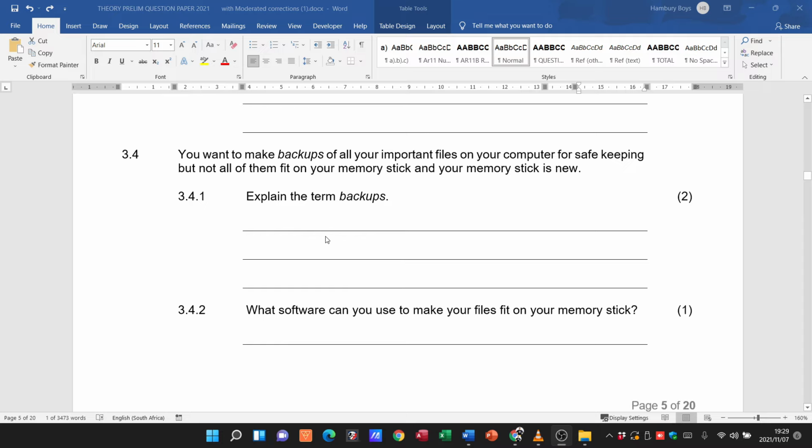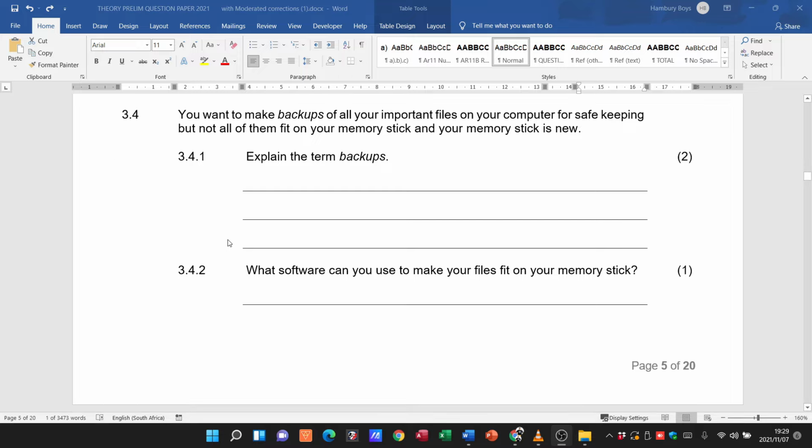All right, 3.4. You want to make backups of all your important files on your computer for safekeeping, but not all of them fit on your memory stick, and your memory stick is new. Okay, so let's first answer 3.4.1. What does the term backup actually mean?